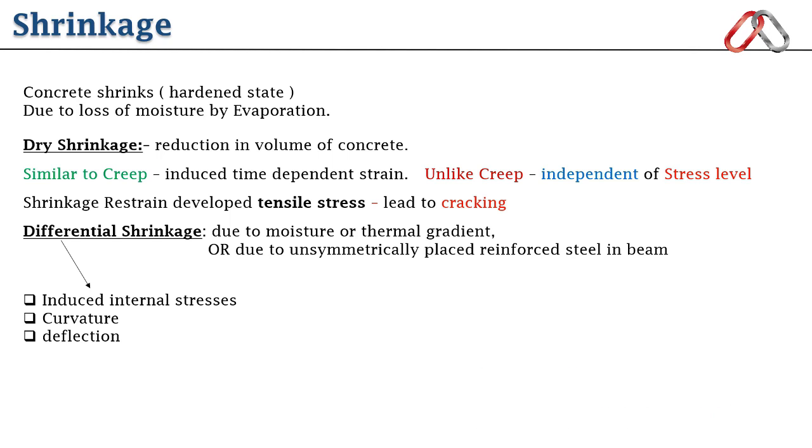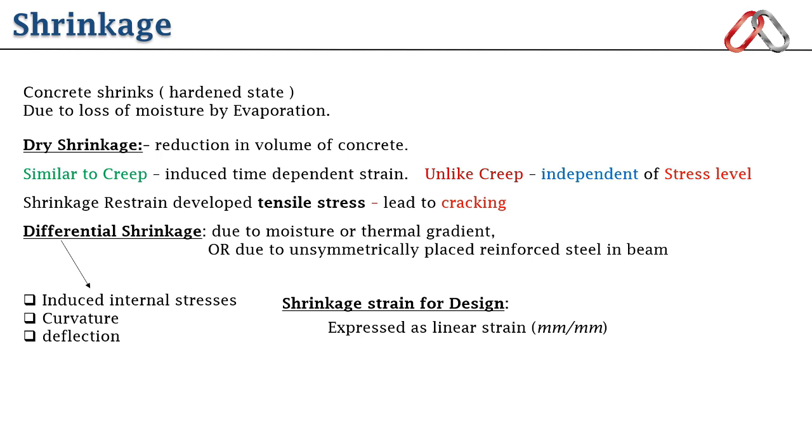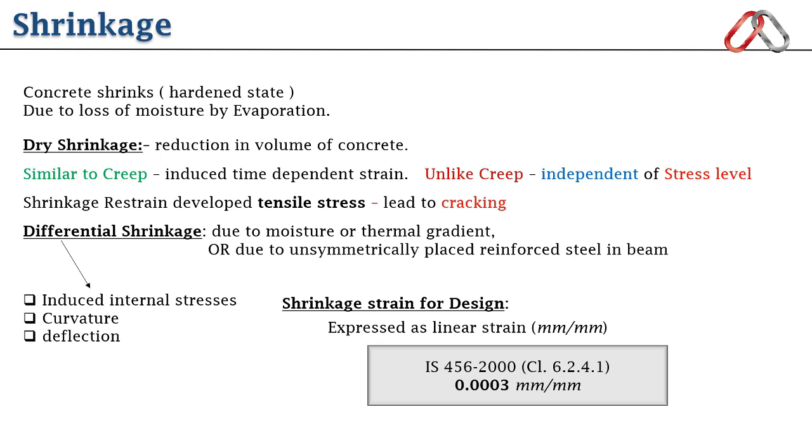The value of shrinkage that we use for design purposes: shrinkage is usually expressed as a linear strain, and the Indian National Building Code recommends the value of shrinkage as 0.0003 mm per mm. Now move to another important property of concrete, that is durability.